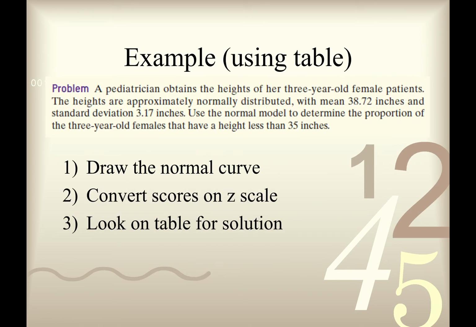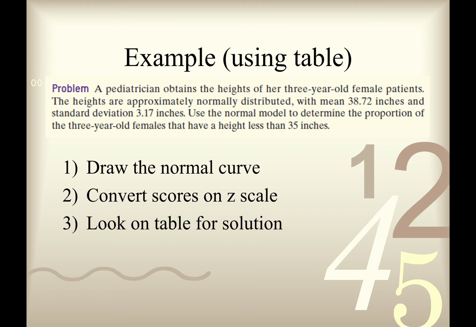So next, we have an example. A pediatrician obtains the heights of her 3-year-old female patients. The heights are approximately normally distributed with mean 38.72 inches and a standard deviation of 3.17 inches. Use the normal model to determine the proportion of 3-year-old females that have a height less than 35 inches. So we'll draw the normal curve, convert the scores to a z-scale, and look on the table for a solution.